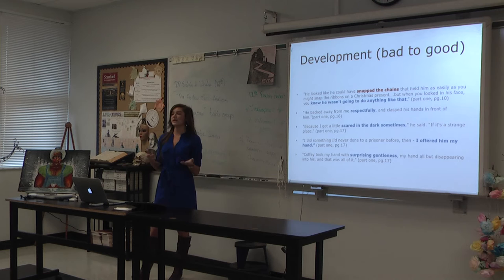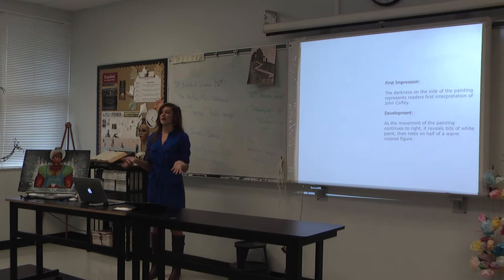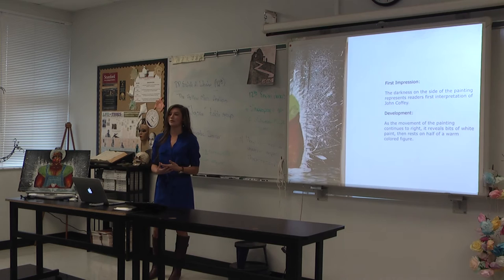And so, how I portrayed this in my painting is I have the movement of this image showing the dark values on all sides of my painting. So first you see the dark, the evil interpretation of John Coffey, and then you're getting this splatter of light, which are the hints that Paul and John in the novel are trying to give to the reader, saying this character is going to be good.